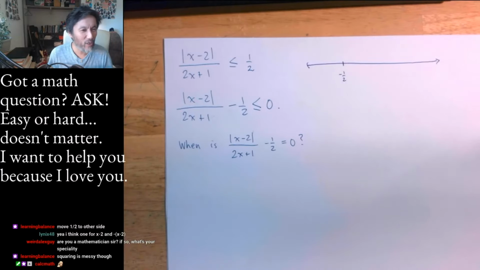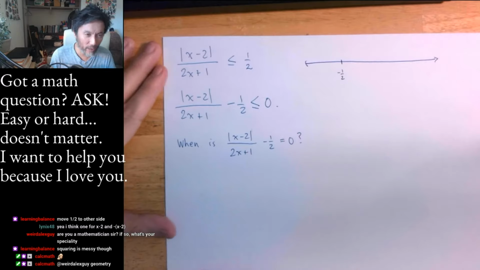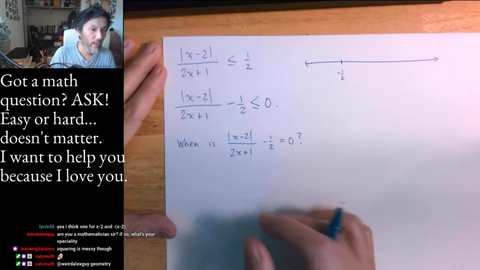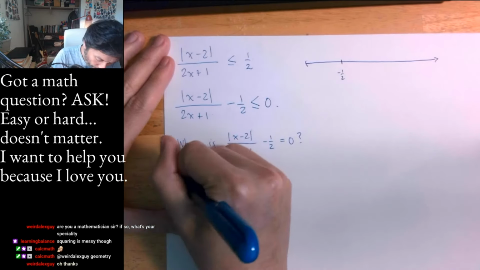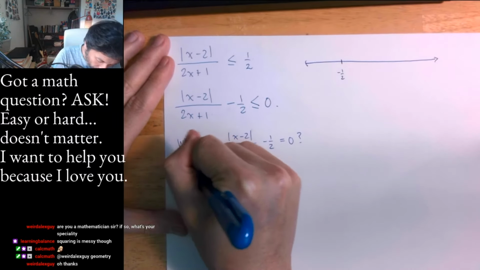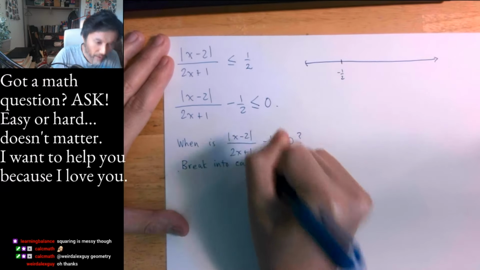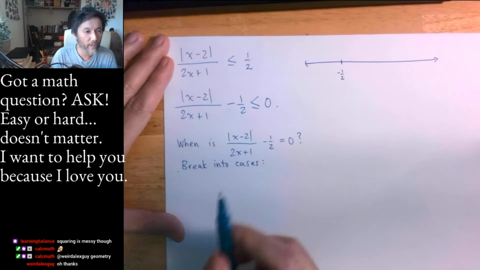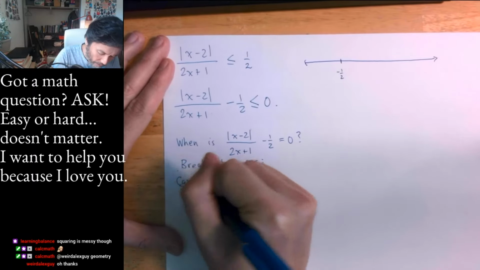Okay, this is what happens to me. We just push forward. Okay, just go. Let's just go. We're gonna break this up into cases. The first case is when x is greater than 2, or greater than or equal to 2.